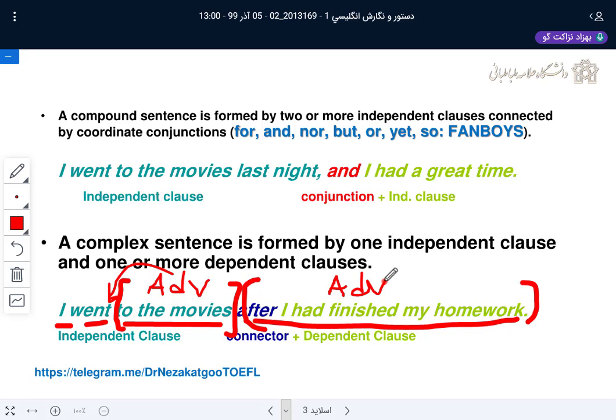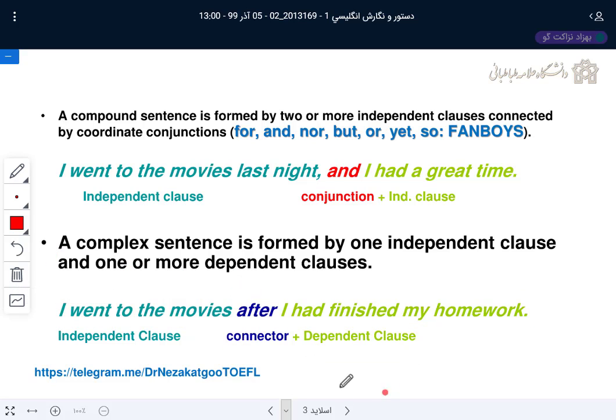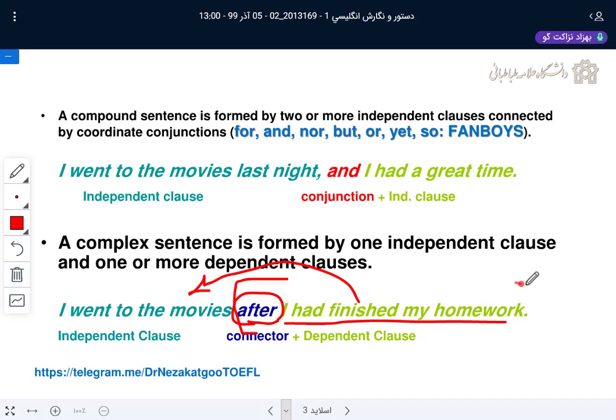the whole clause is dependent, and it depends on the main clause because of this connector. The connector forces the verb and the clause to be dependent, and it depends on the main clause. So this dependent clause actually functions as an adverb of time.